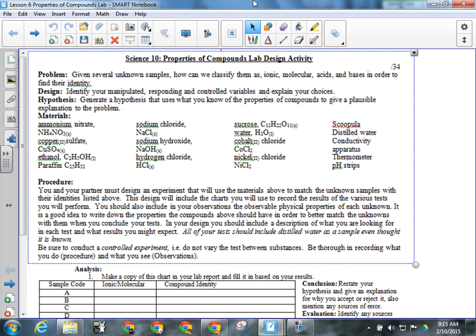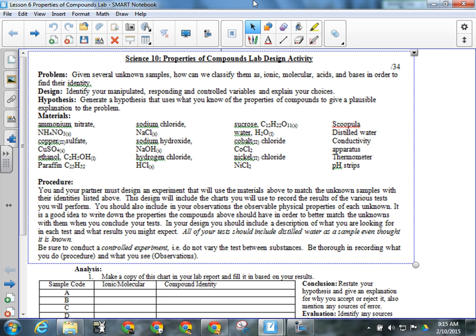Okay, so you've got this sheet in front of you right now. This is essentially what you'll get every time we do a lab: a lab sheet that starts out with the stuff we talked about yesterday. The problem that we're investigating is, given several unknown samples, how can we classify them as ionic, molecular, acids, and bases in order to find their identity?